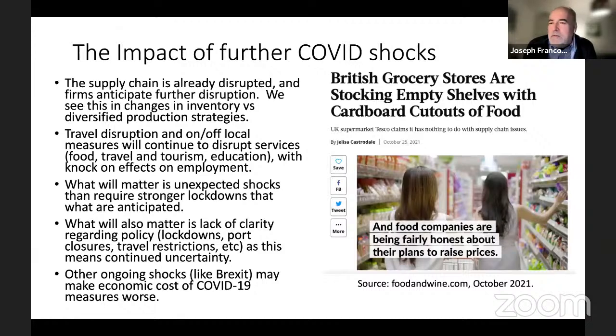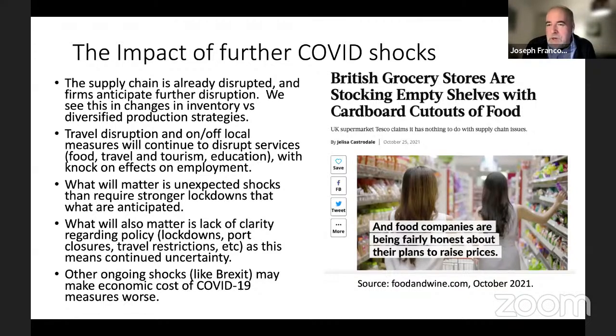There's a Swiss maker of e-bikes who told me that they had a wait list of about 3 weeks. It's now about a year because they can't get the parts that they need to put these things together. And that's even before we have a new variant again. Certainly then we're going to continue to see, as we heard with the previous presentation, travel disruption.